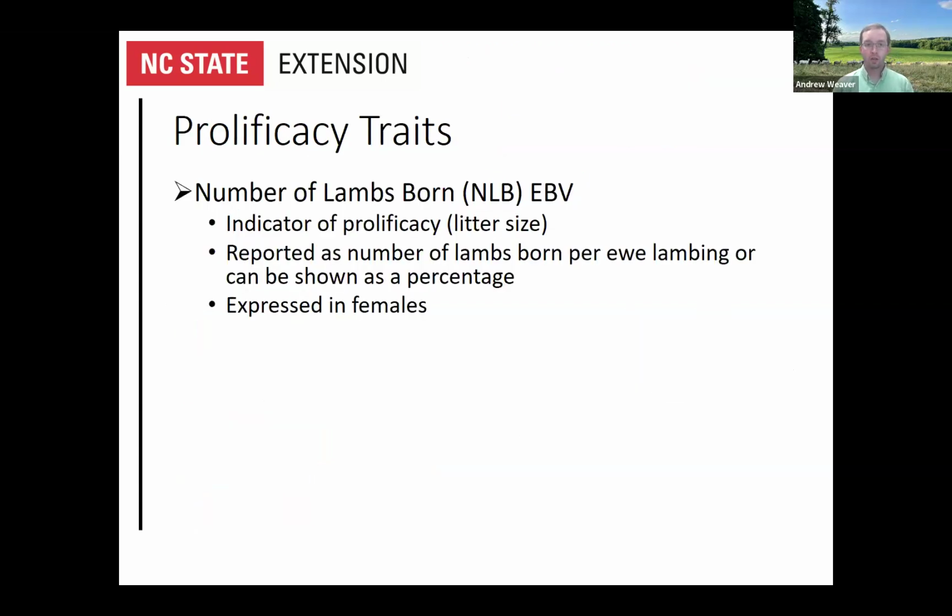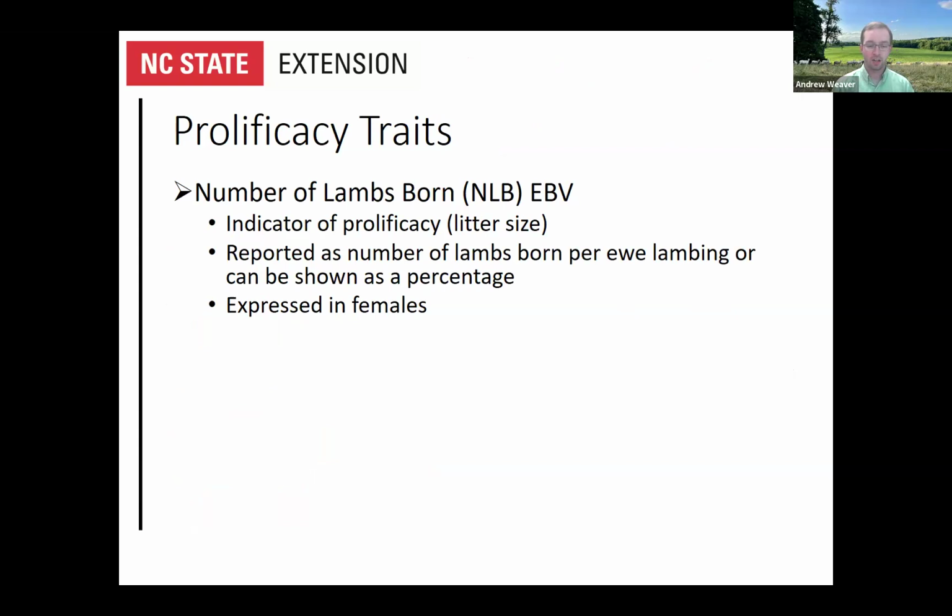Number of lambs born. So we get into our prolificacy traits. Number of lambs born is an indicator of prolificacy. Litter size is reported as the number of lambs born per ewe lambing. It is sometimes reported as a percentage. And so if you look on the searchable database, I think in there it's reported as a decimal, as a number of lambs born per ewe lambing.